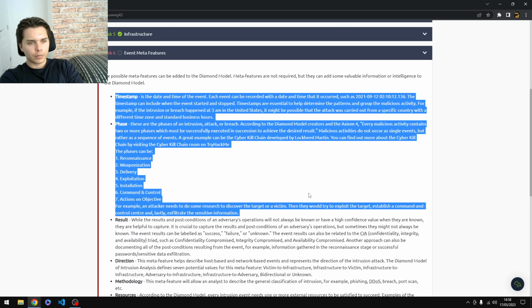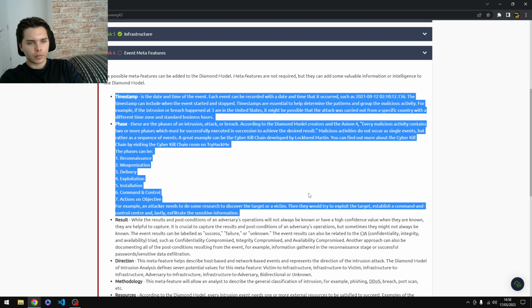Phase. These are the phases of an intrusion, attack, or breach. According to the diamond model creators and the axiom 4, every malicious activity contains 2 or more phases which must be successfully executed in succession to achieve the desired result. Malicious activities do not occur as single events, but rather as a sequence of events. A great example can be the cyber kill chain developed by Lockheed Martin. You can find out more about the cyber kill chain by visiting the cyber kill chain room on TryHackMe.